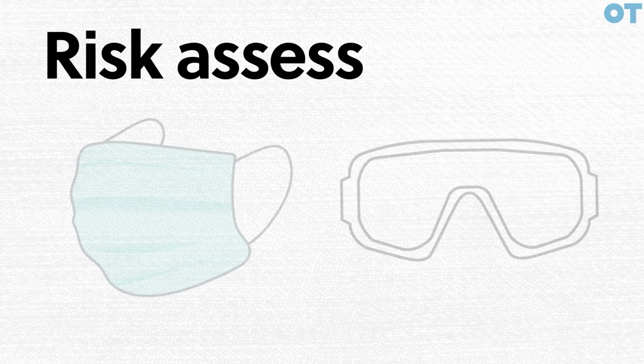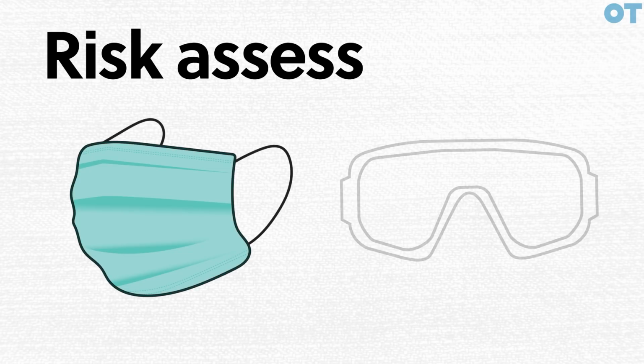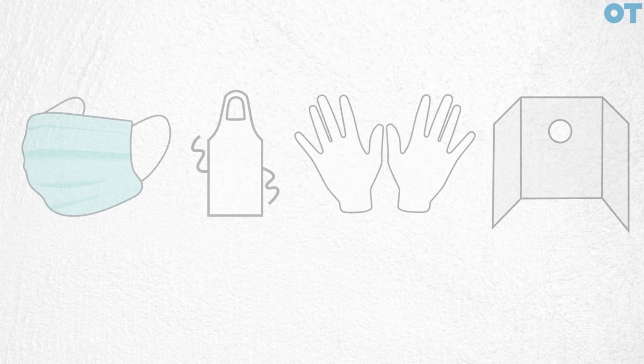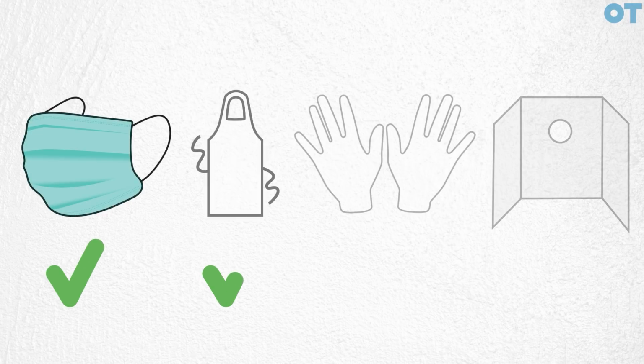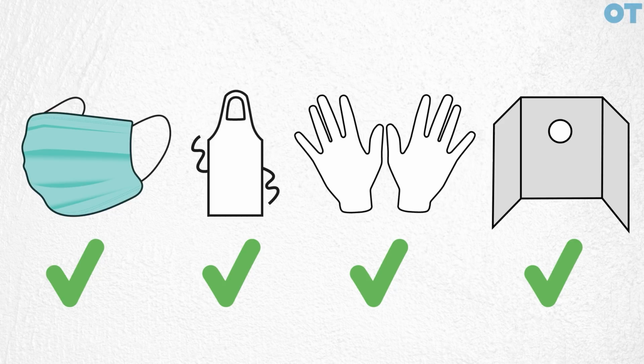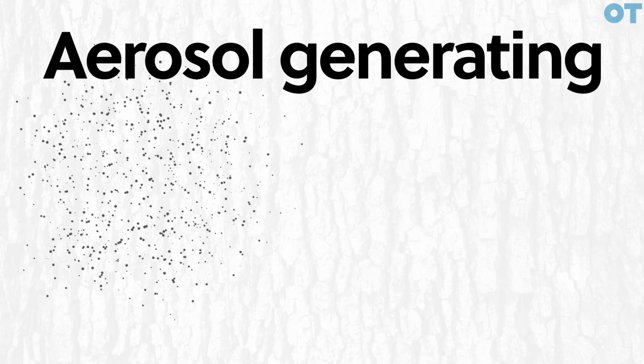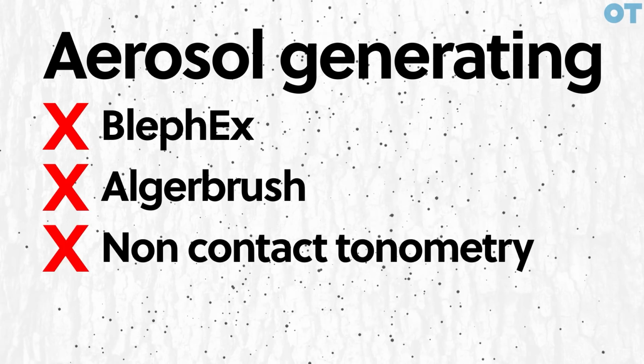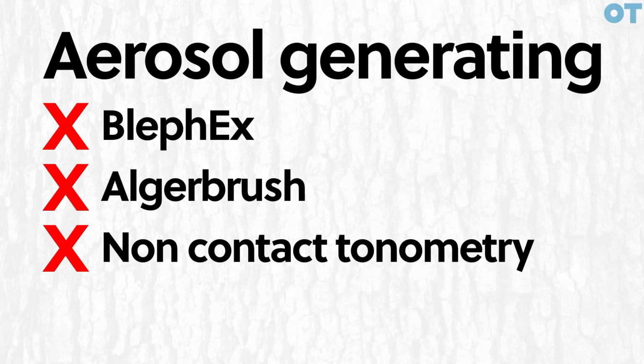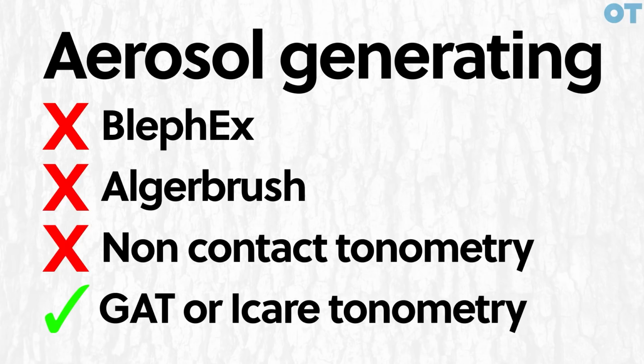Before seeing all other patients, you should conduct a risk assessment as to whether a face mask and eye protection are necessary. Consensus from optical bodies is that you should wear a face mask, apron and gloves in conjunction with using a large slit lamp breath protector. The recommendation is to not perform aerosol generating procedures such as BlephEx, algae brush, or non-contact tonometry. Instead, optometrists should use GAT or eye care tonometry.